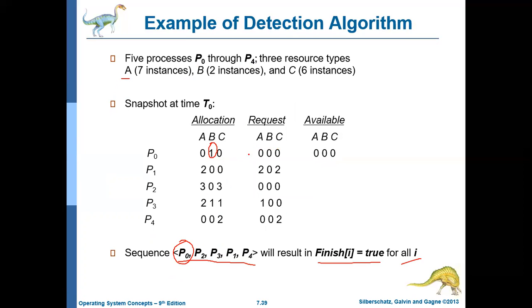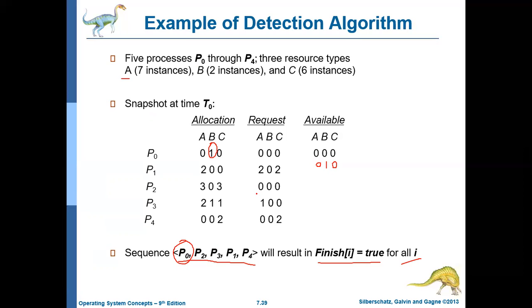P0 does not need any resource to complete, because it is not requesting anything, it is holding only one resource B. So now the available resource with the operating system will be 0, 1, 0. One resource of B is available. After that, P2 will complete.